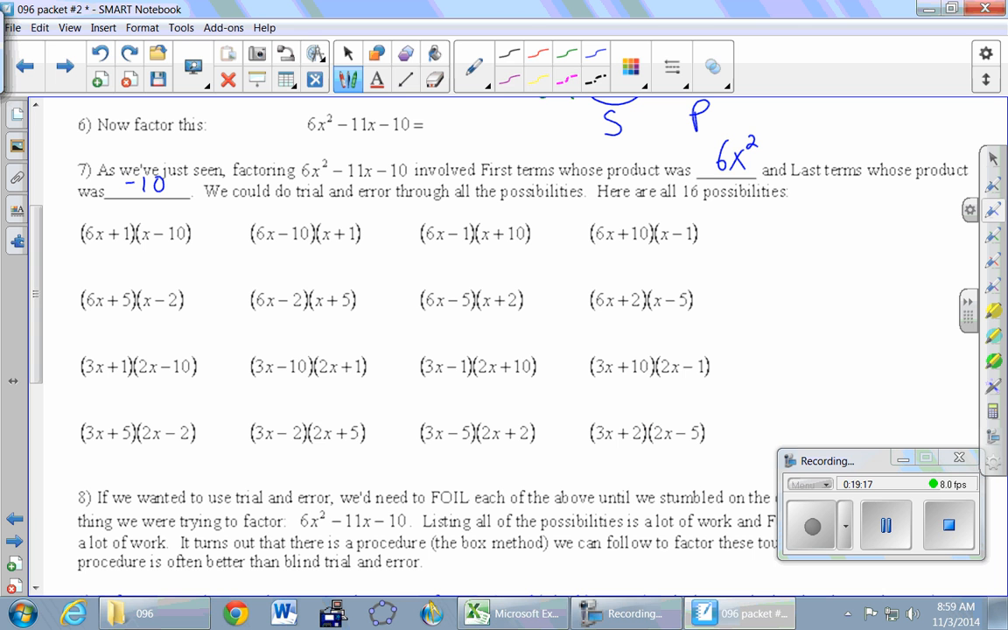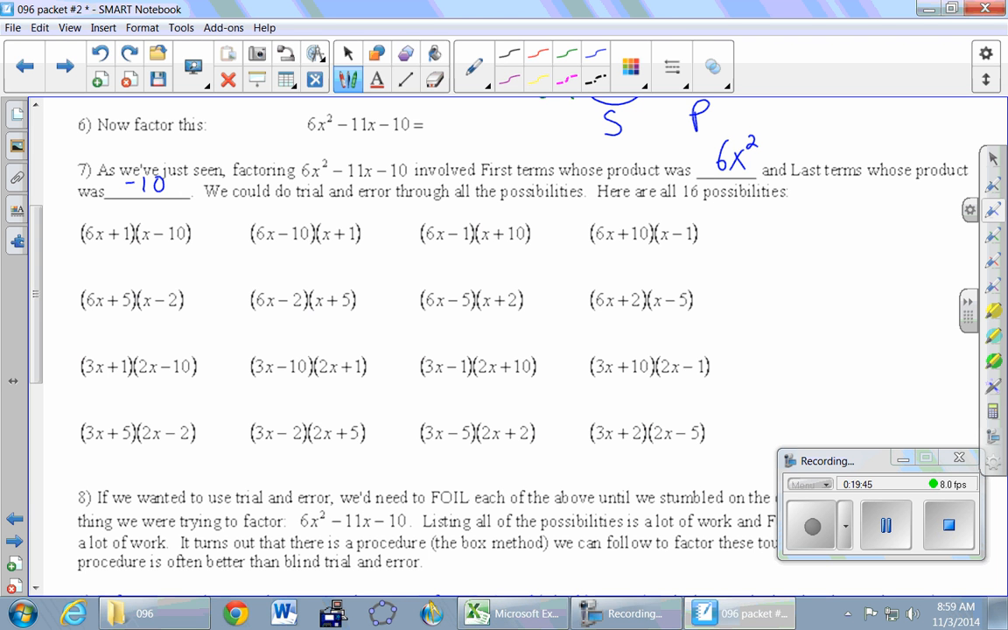What two things could multiply and give me 6x squared? It could be 3x and 2x, which is what the answer was, or it could be 6x and 1x, which wasn't the answer, but you wouldn't know that going into this problem. And then what are the numbers that I can multiply to get negative 10? We could do 5 and negative 2. We could do negative 5 and positive 2, which is a different thing and would give us different answers.